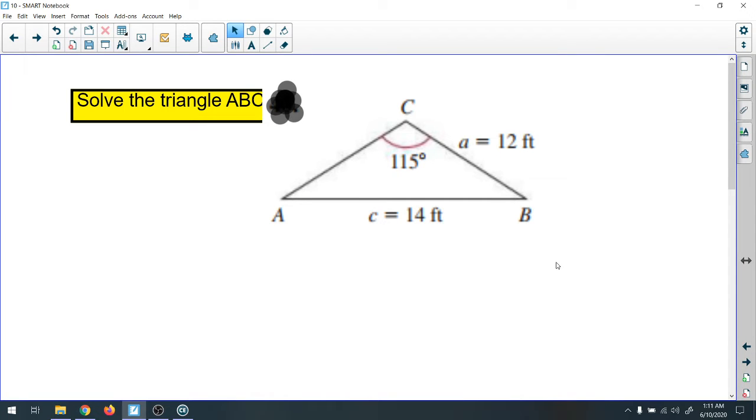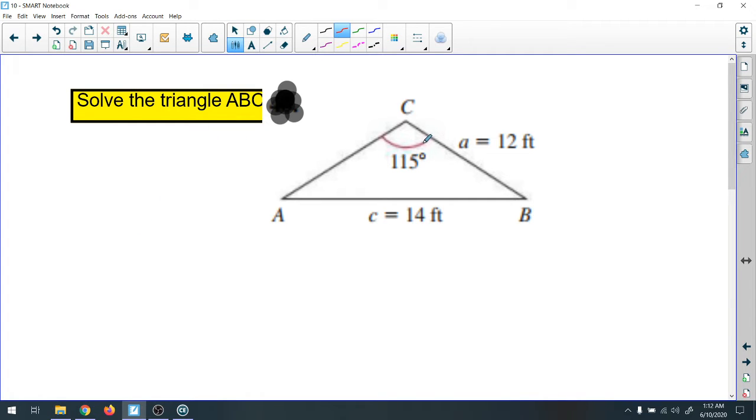Okay, solve the triangle ABC using law of sines. Clear, we're going to use law of sines because, as you see, we know an angle and the opposite side, and we have another side. As we said before, if you have an angle and the opposite side and they give you another angle or another side, right away we're going to use the law of sines. So let's set up the law of sines together.